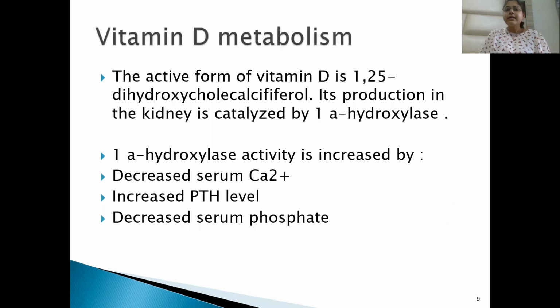Vitamin D metabolism: the active form of vitamin D is 1,25-dihydroxycholecalciferol. Its production in the kidney is catalyzed by 1-alpha hydroxylase. 1-alpha hydroxylase activity is increased by decreased serum calcium, increased PTH level, that is parathyroid hormone level, and decreased serum phosphate. All these will lead to increased vitamin D, and vitamin D is responsible for increased absorption of calcium from the GIT and reduced tubular excretion of calcium.